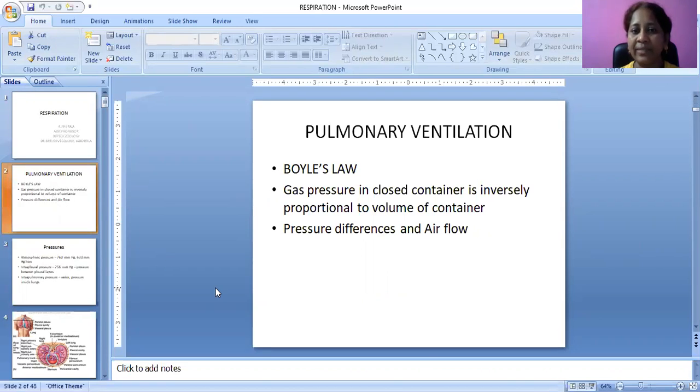Coming to pulmonary ventilation, Boyle's law: gas pressure in a closed container is inversely proportional to the volume of the container. Boyle's law applies here also, in the case of lungs. Pressure differences and airflow.